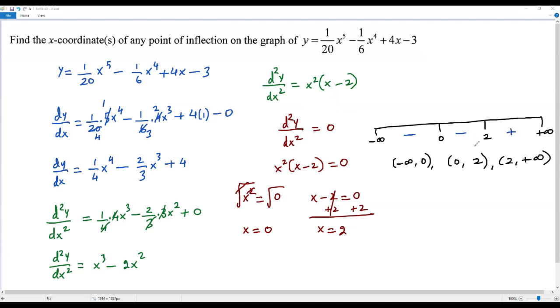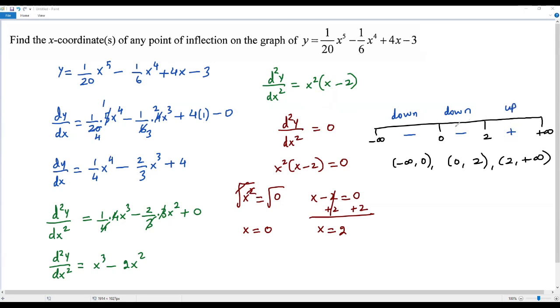Okay, so in any interval, if the second derivative is negative, I have to decide that the graph of the given function is concave down. So in the interval between negative infinity and 0, the graph of the given function is concave down. In the second interval also, the graph is concave down because the second derivative is negative. And in the third interval, between 2 and positive infinity, the graph of the given function is concave up because the second derivative is positive.